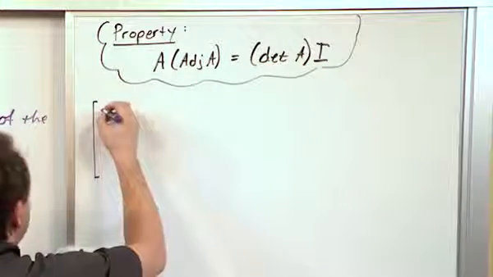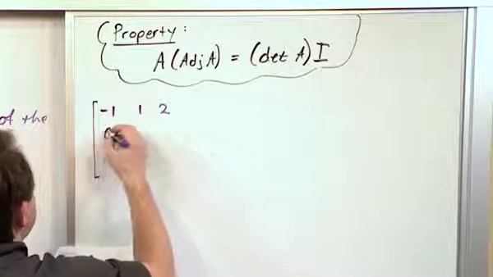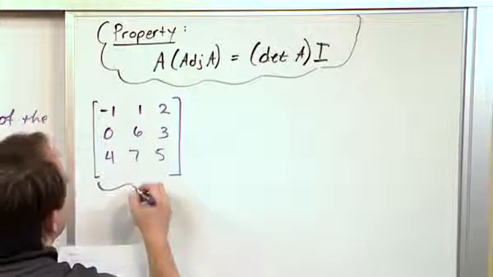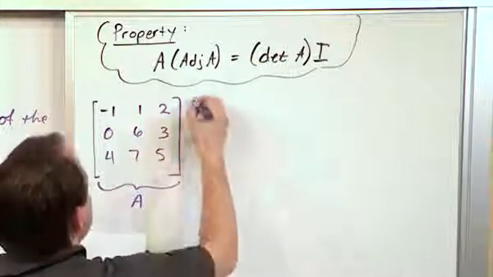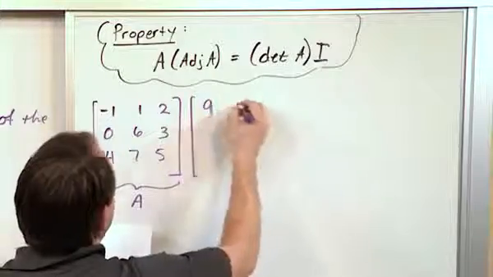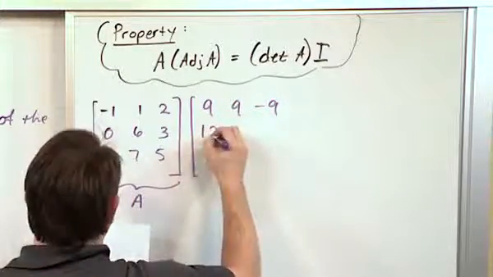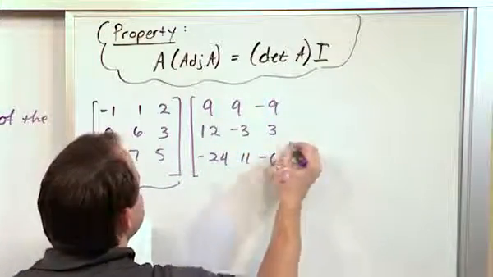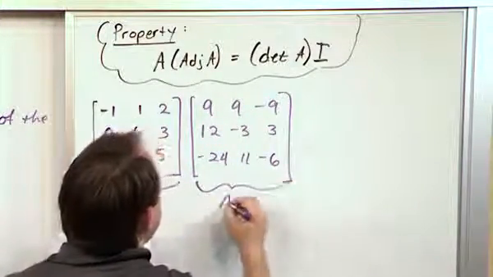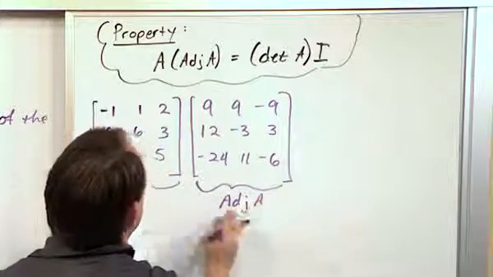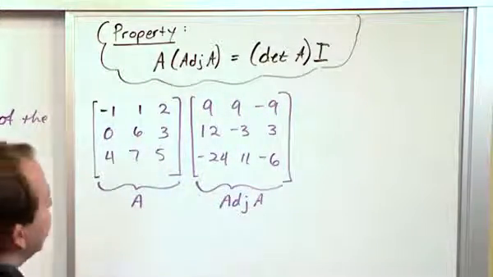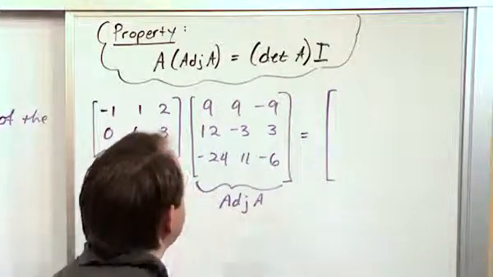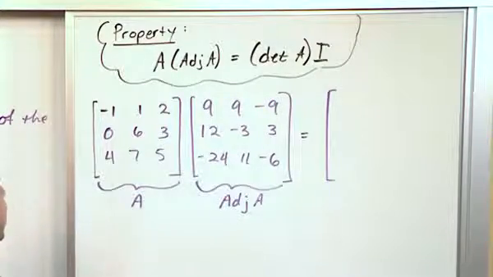If we go here and write down this matrix, negative 1, 1, 2, 0, 6, 3, 4, 7, 5, this is matrix A. And we multiply by the adjoint of A, which we just wrote down, 9, 9, negative 9, 12, negative 13, 3, negative 24, 11, negative 6. So this is adjoint of A. So matrix times its adjoint. You're going to get something that basically says determinant along the diagonals.